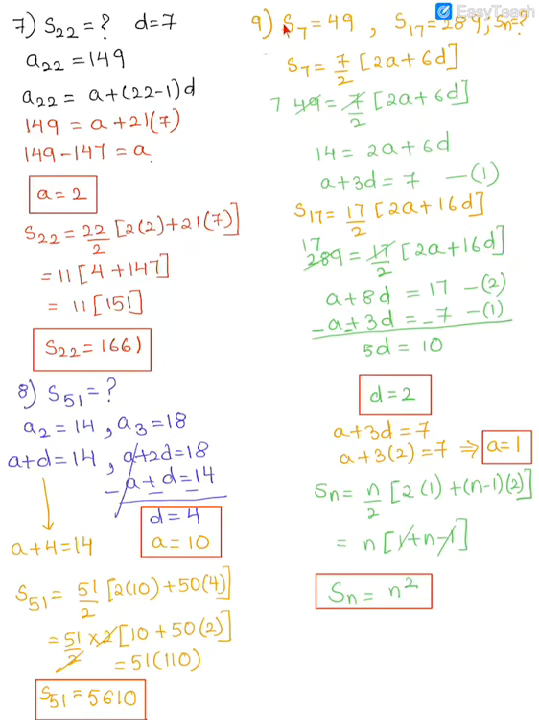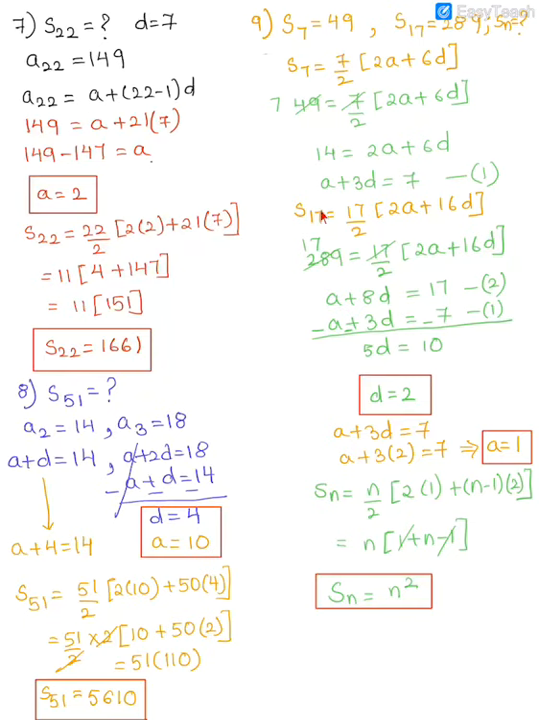The ninth one, the data given to us is S7 and S17. I have to find out Sn. So that means I need to find out the value of A and D. S7 is 7 by 2 twice of A plus 6D. So this is 49 given to us. So 7 sevens are 49, and I'm cross multiplying, and I'm getting my first equation when I reduce it. This is divisible by 2. So this is my first equation.